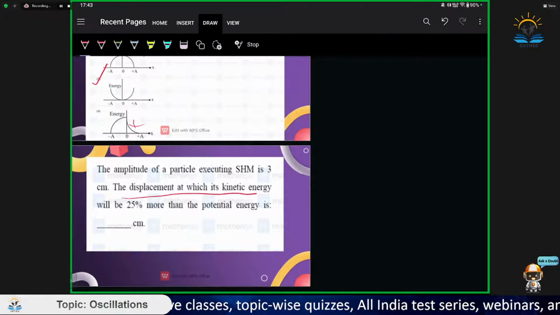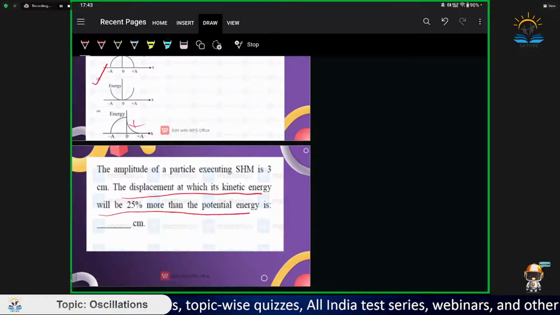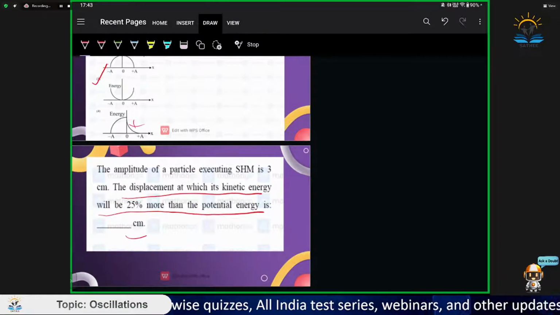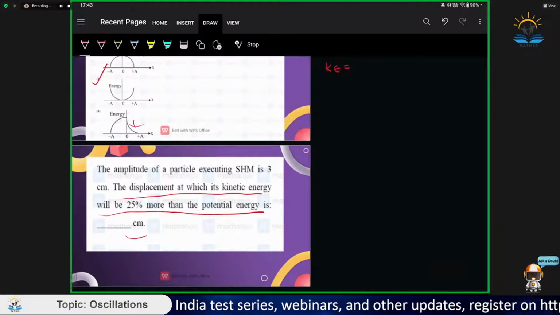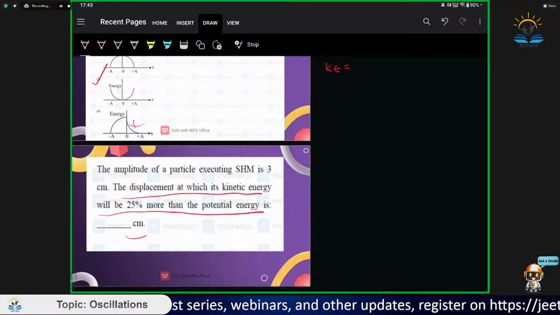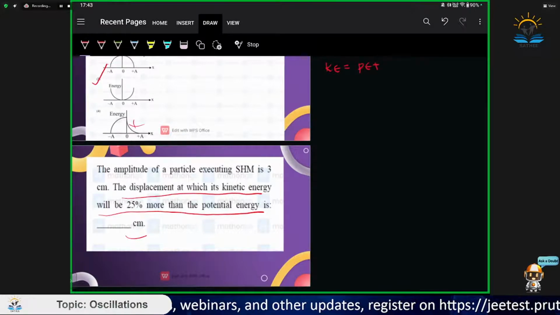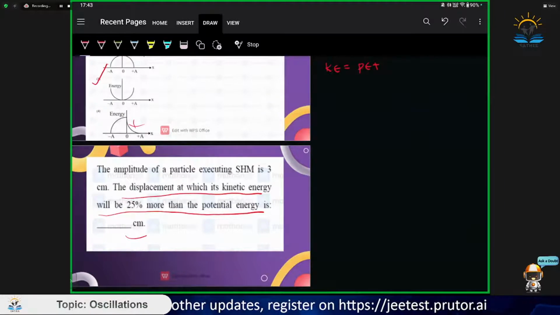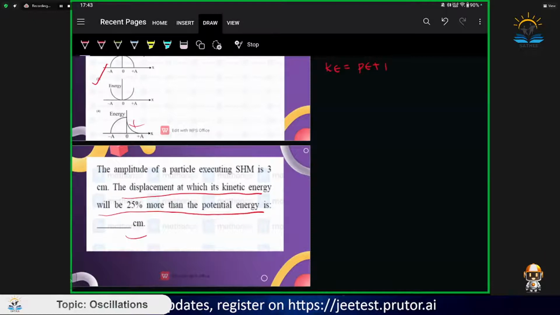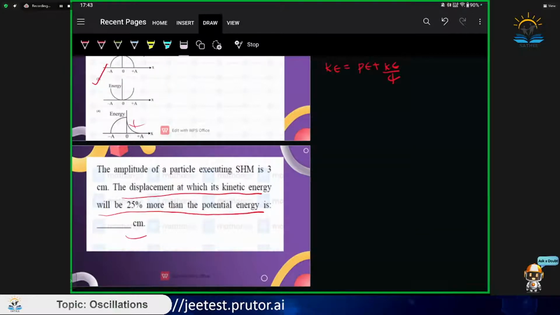And the displacement at which its kinetic energy will be 25% more than the potential energy is. So it is given that kinetic energy will be 25% more than the potential energy, that is potential energy plus P by 4, right? Yeah, P by 4 only.